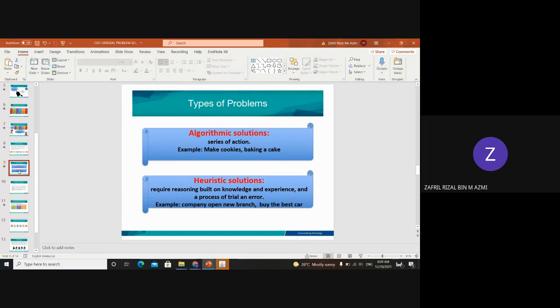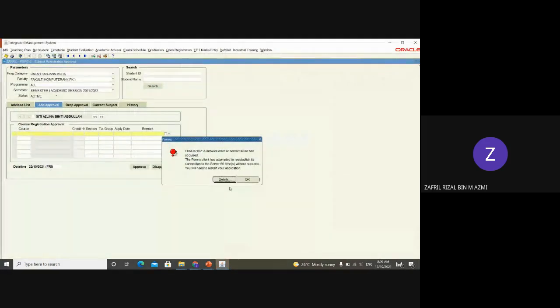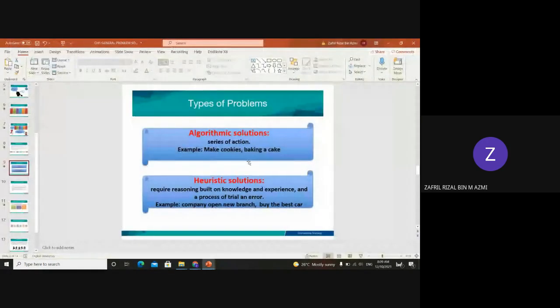So an algorithmic solution is a very straightforward solution. Let's say in a daily situation, you have a very straightforward problem, for example making cookies. There is a list of recipe for how to make a cookie. So just follow the recipe and then you will get the exact cookies. That one is a straightforward algorithmic solution.